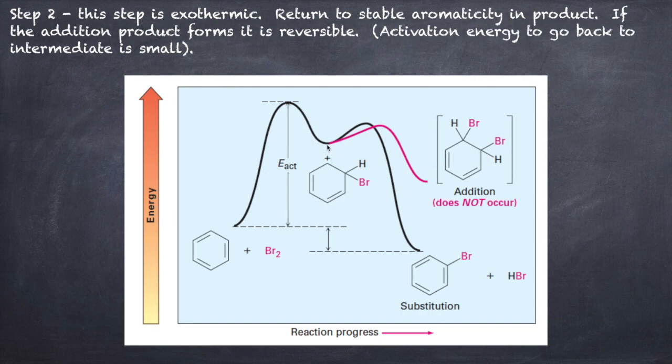In step 2, we can proceed to an addition product or to a substitution product. If we proceed to the substitution product, the product is lower in energy than the reactants. We have a net exothermic process. If we instead go to the addition product, it is an endothermic process. The product is higher in energy than the reactants.